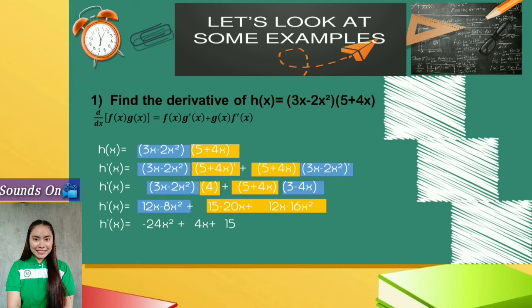Then add natin yung mga magkakapareho. So negative 8x squared plus negative 16x squared, and that would be negative 24x squared. Then negative 20x plus 12x is equal to negative 8x, plus 12x is equal to 4x, and copy 15. And then h prime of x is equal to negative 24x squared plus 4x plus 15. And that's the final answer.